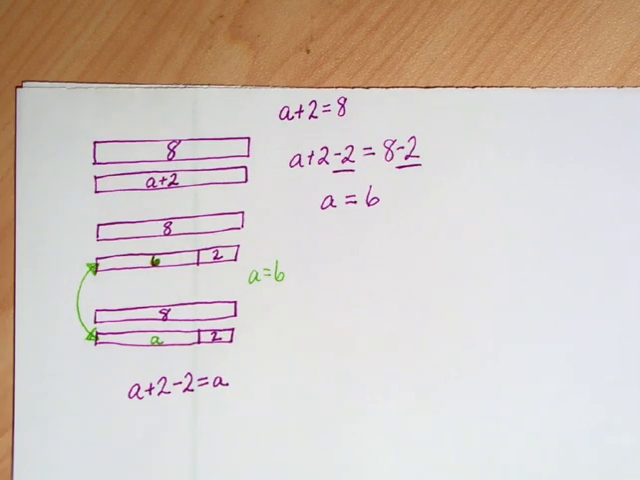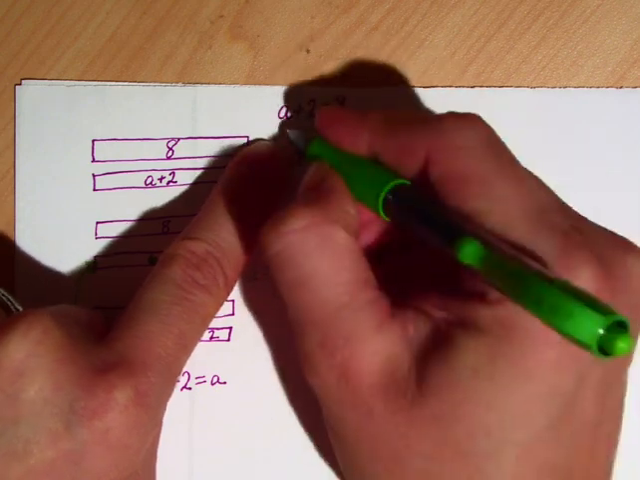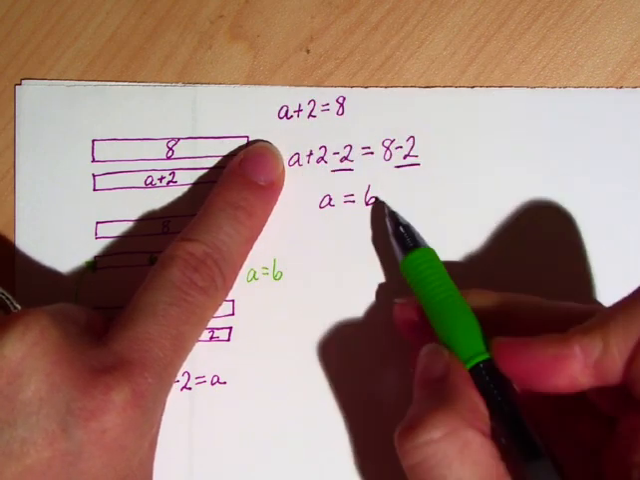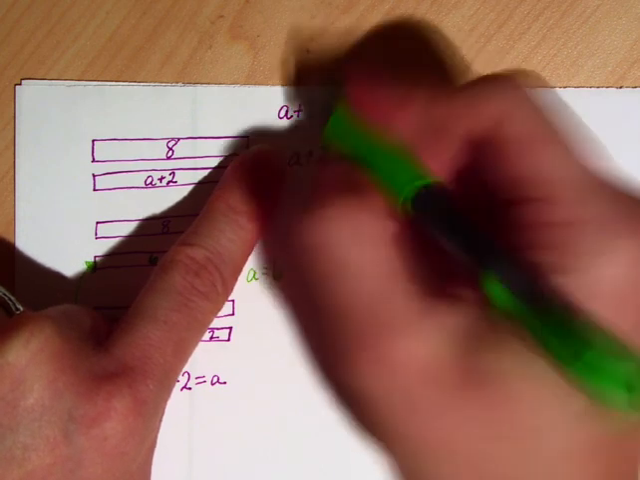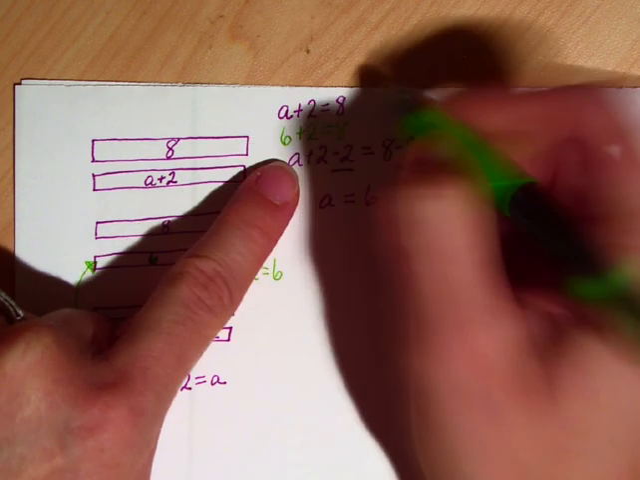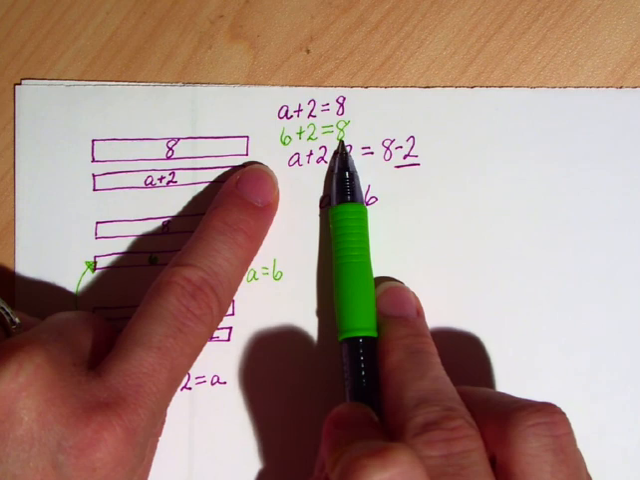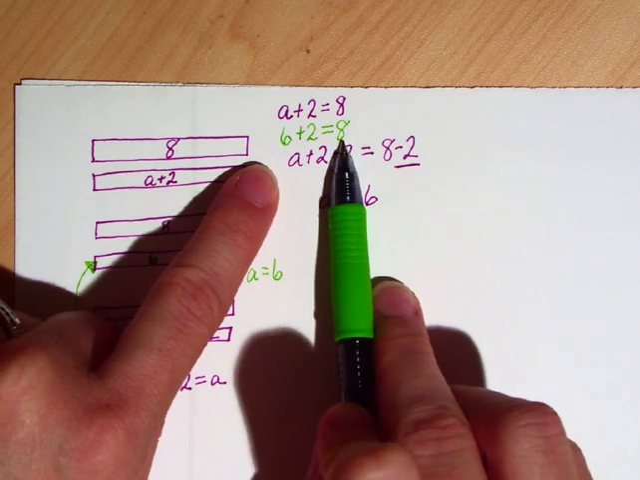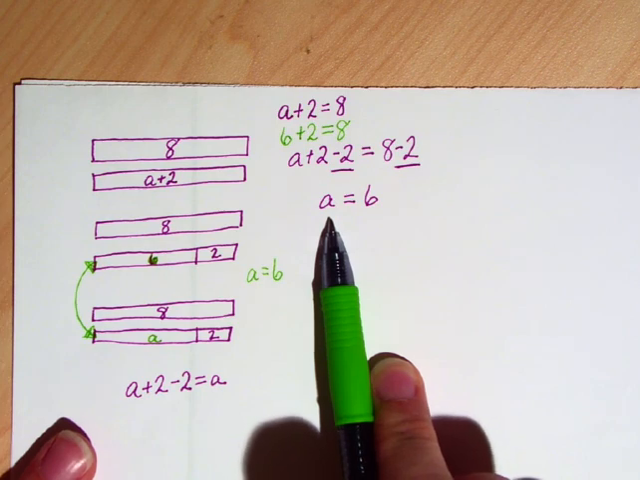Let's substitute and check. So let's substitute in for our original equation. Let's put 6, the answer we found. I'm sorry, it's shadow here. The answer we found, 6. We'll substitute back in for a. So we will have 6 plus 2 equals 8. Is that true? Is 6 plus 2 equal to 8? Well, yes it is. So we know that our answer is correct and it is a good answer.